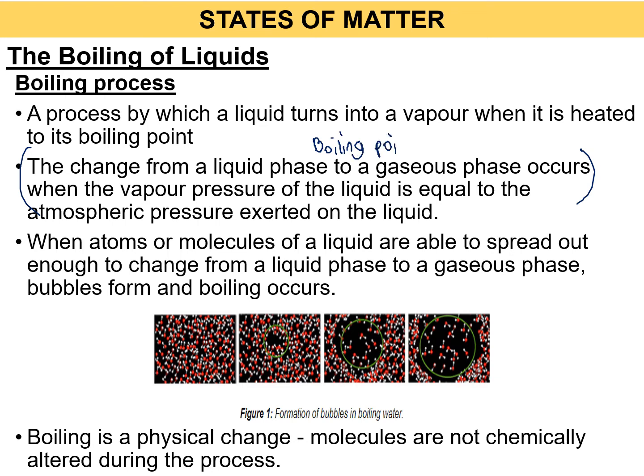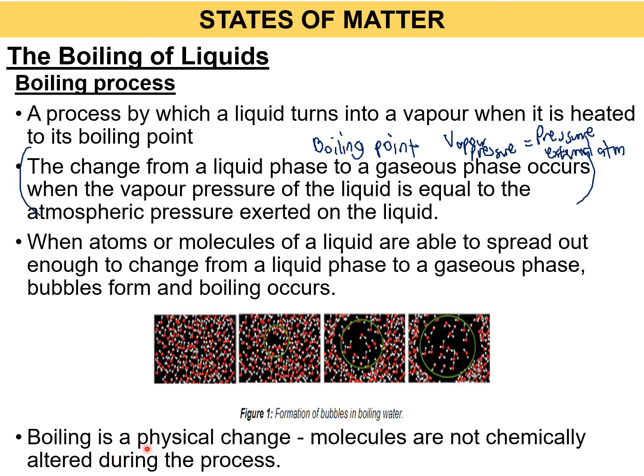Okay, sebab kenapa? Bila vapor pressure dia sama dengan external atmospheric pressure, itulah temperature itulah yang kita namakan dia sebagai boiling point. Okay, so bila atoms atau molecules of a liquid ni dia boleh spread out enough to change from a liquid to a gas phase, that's why bubbles ni terhasil bila dalam proses boiling in a liquid.